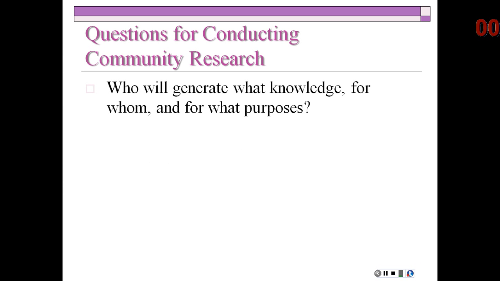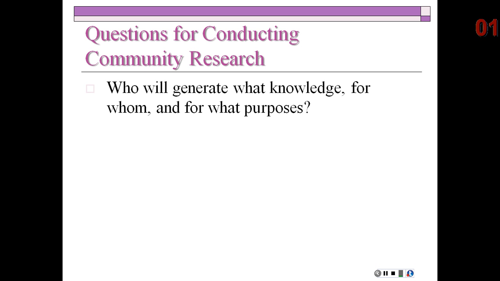So first, there are three general, well, your book will show you four, but for this talk we'll be going over three general questions for conducting community research, and one overarching question that we really need to think about when we're conducting community research is who will generate what knowledge, for whom, and for what purposes. So when you think about that question, it really boils down to who's doing the research, right? On what population, so for whom are you doing the research, and why is the research being conducted?